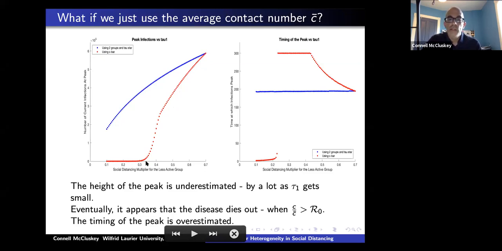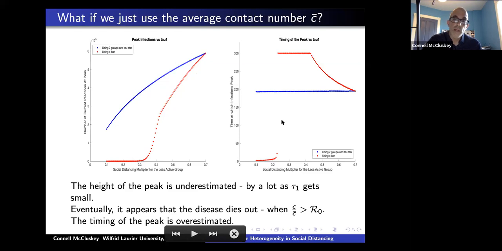One of the things that happens is what I was doing, where I'm keeping tau star fixed, keeps R0 fixed. But if you use C bar instead, then C bar will decline with tau1. So instead of R0 staying fixed, like I believe it should, you have C bar decreasing, and therefore your belief in what R0 is decreases. Eventually you end up with R0 getting below 1, and you think the disease is going to die out, when in fact that's not what happens. We're actually much higher up on the blue curve here.